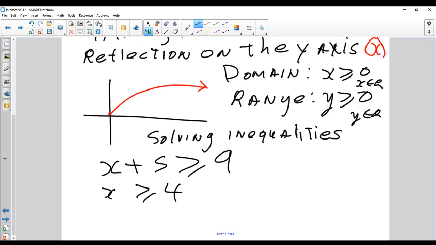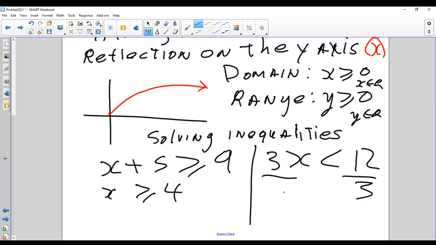If it was 3x is less than 12, I'm not going to put less than or equal, I'm just going to put less than, then what do we do? Divide the two sides by 3. So therefore, x is less than 4. So far, nothing new. You knew all of this from before.